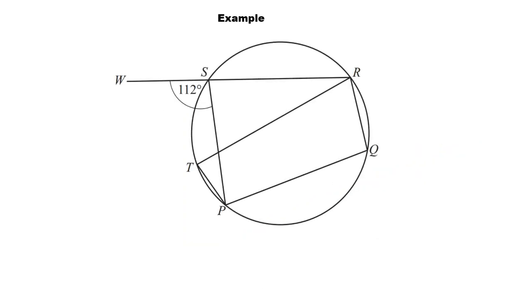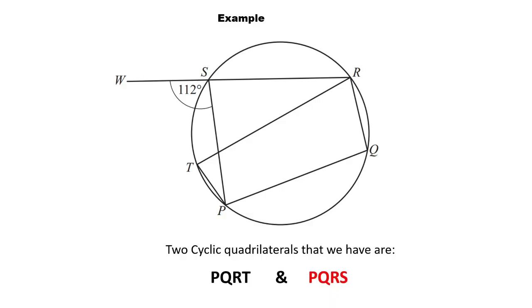We are given this diagram with a circle, and inside the circle we have two cyclic quadrilaterals, which are PQRT and PQRS, but we can see that the given exterior angle is for the cyclic quadrilateral PQRS, so the angle 112 degrees will be equal to the opposite interior angle of the cyclic quadrilateral, which is angle PQR.